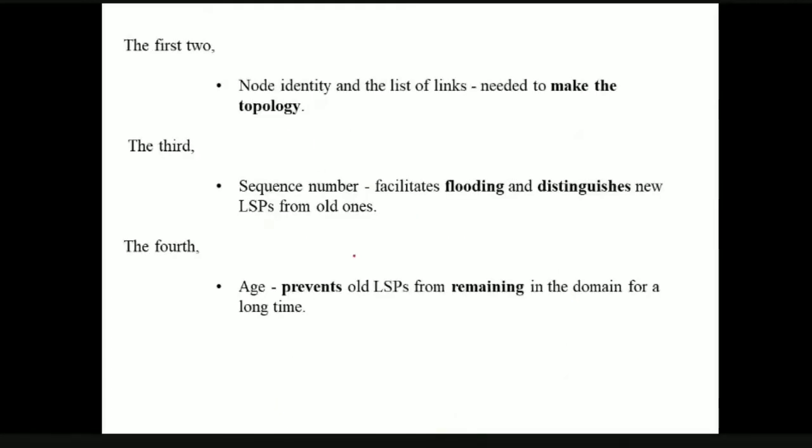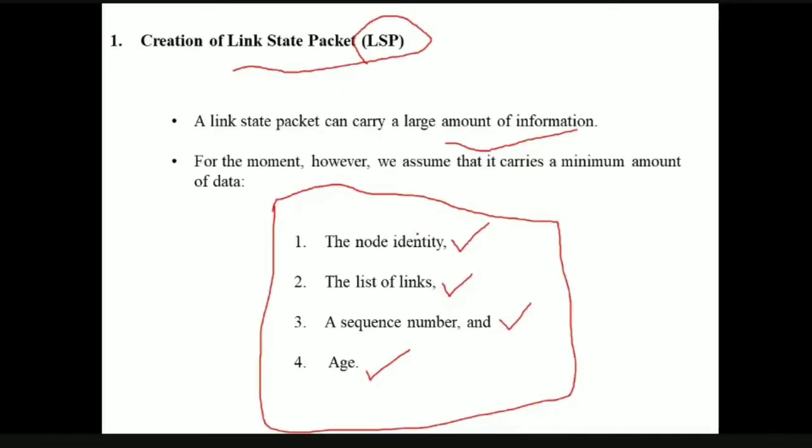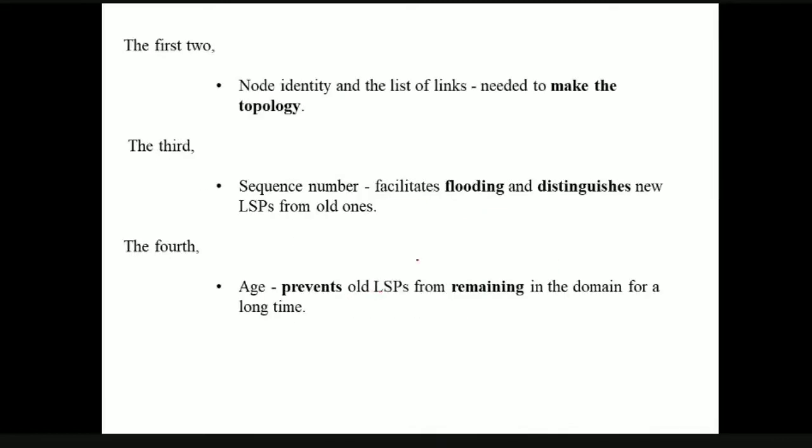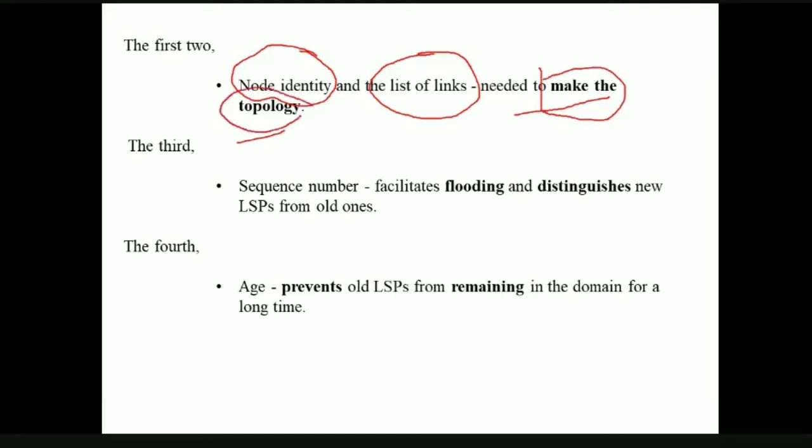If you see here, what are the first two values? The node identity and the list of links. What do they specify? They are needed to make the topology. Which node is connected to which node, and with what cost they have been connected, the list of all the links. So these two pieces of information are needed to make the topology.